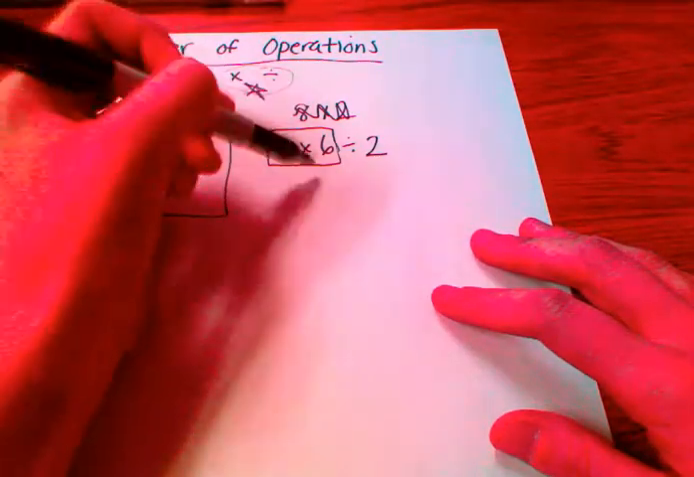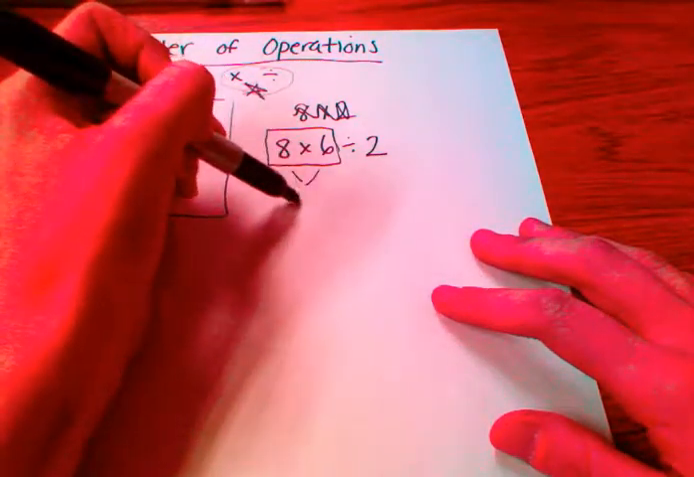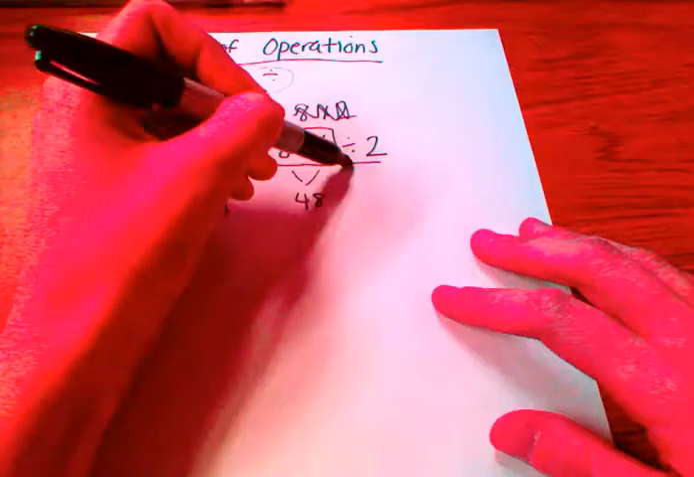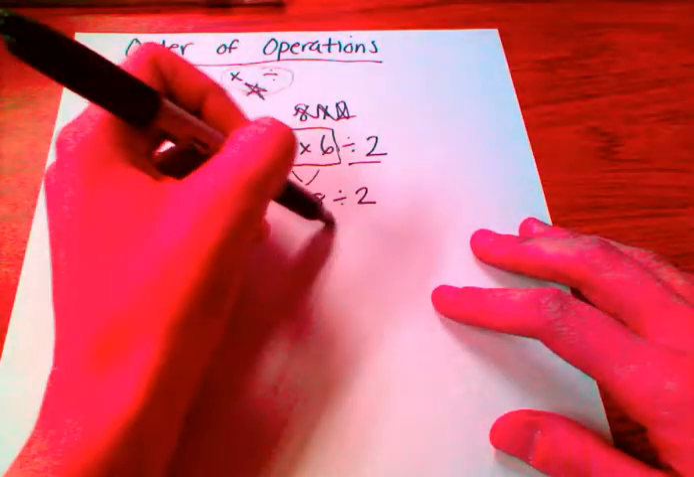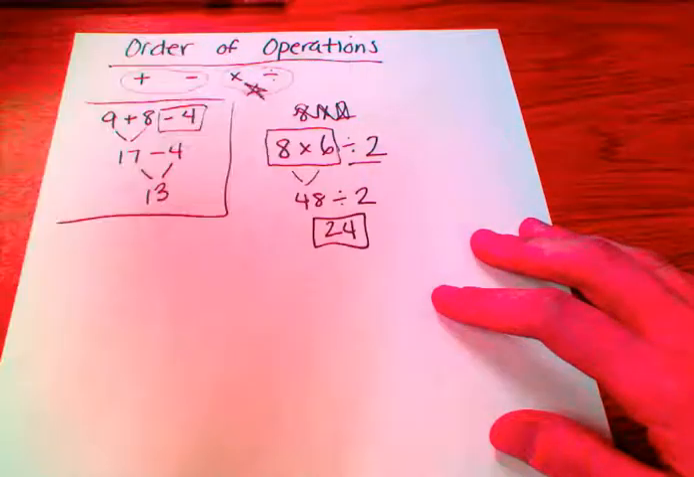So first I multiply 8 and 6. I get 48, and then I still have this divide by 2 I have to bring down, so I bring that down. 48 divided by 2 is 24, and I am done.